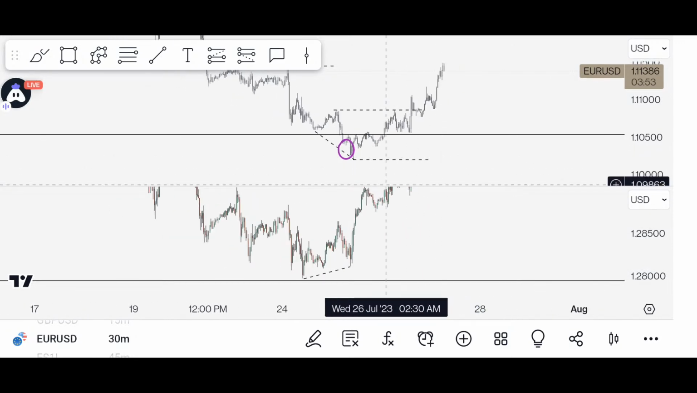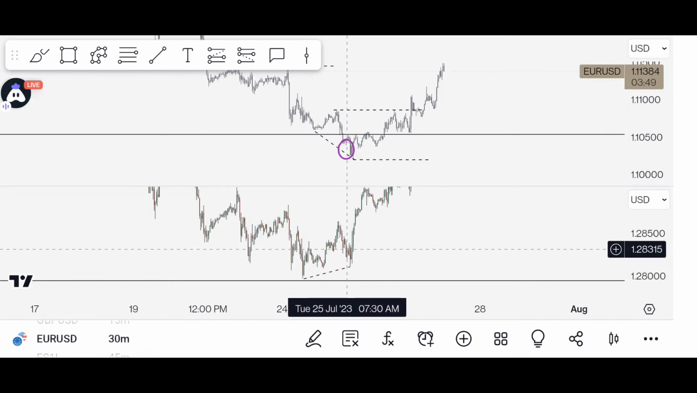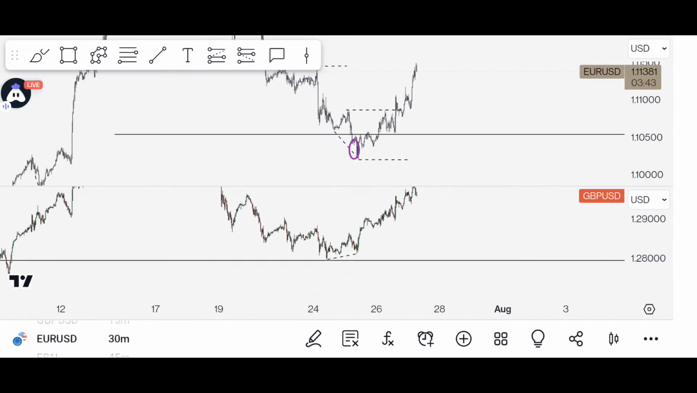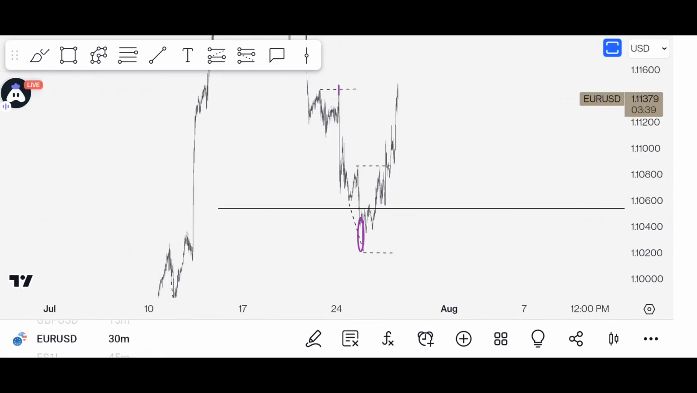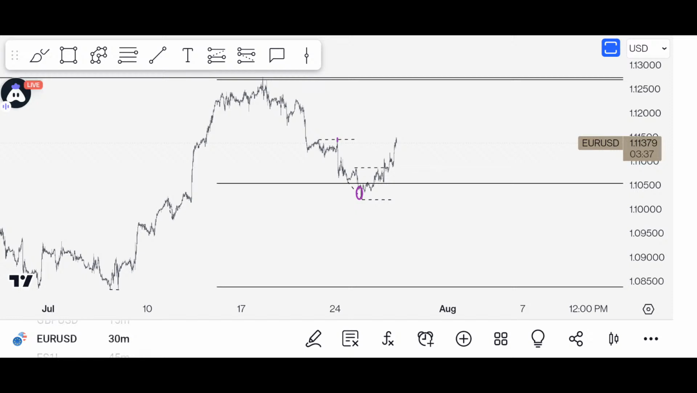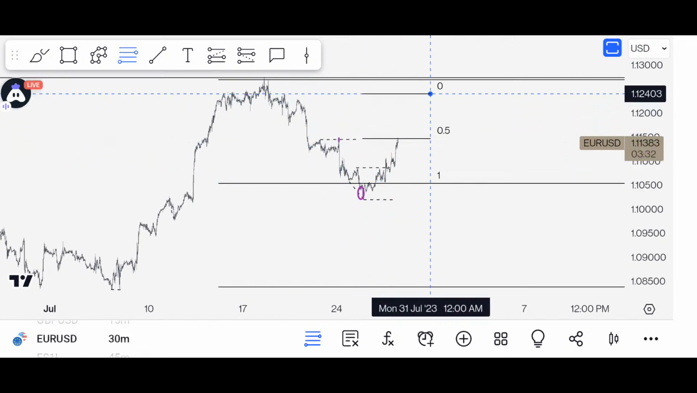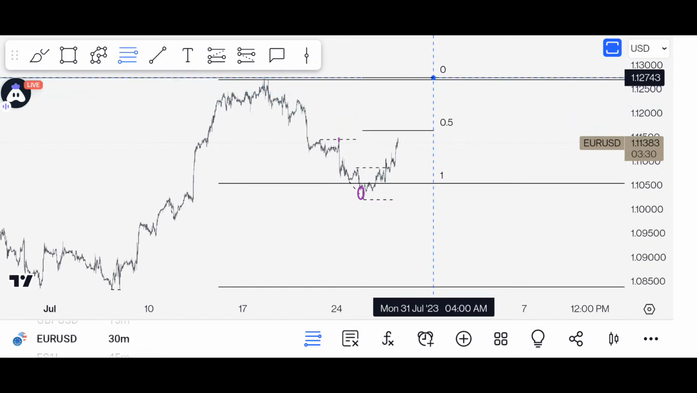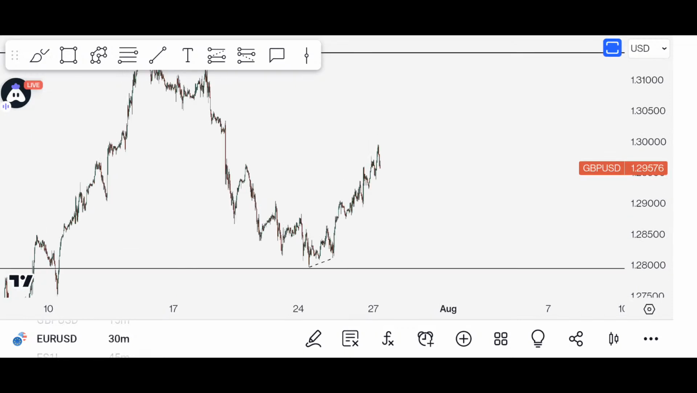So the euro came down into the discount, GBP didn't. Then we get an SMT divergence and then an order block, and the price went up. Okay, now let me show you another example of these IPDA ranges. Let me draw it for GBP too.